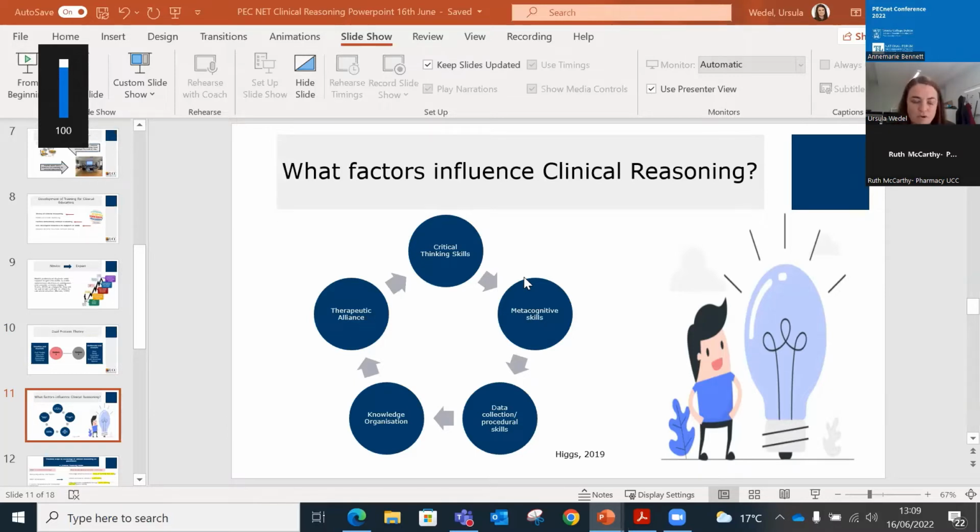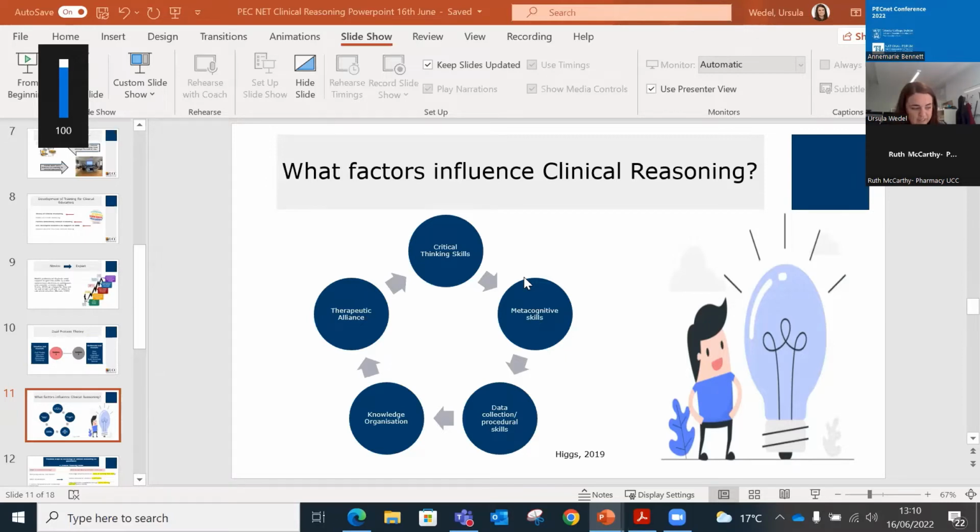Christy Noble spoke of earlier, you know, in putting the learner in the center of their feedback. Metacognition is that students' ability to be self-aware and self-critical, and I think getting students to be the center of their feedback is a key skill that we've used here in UCC to develop these skills. Data collection and procedure will be kind of profession specific. A knowledge organisation isn't about how much a student knows or how academic they may be, but more about linking that theory to practice and their ability to do that.